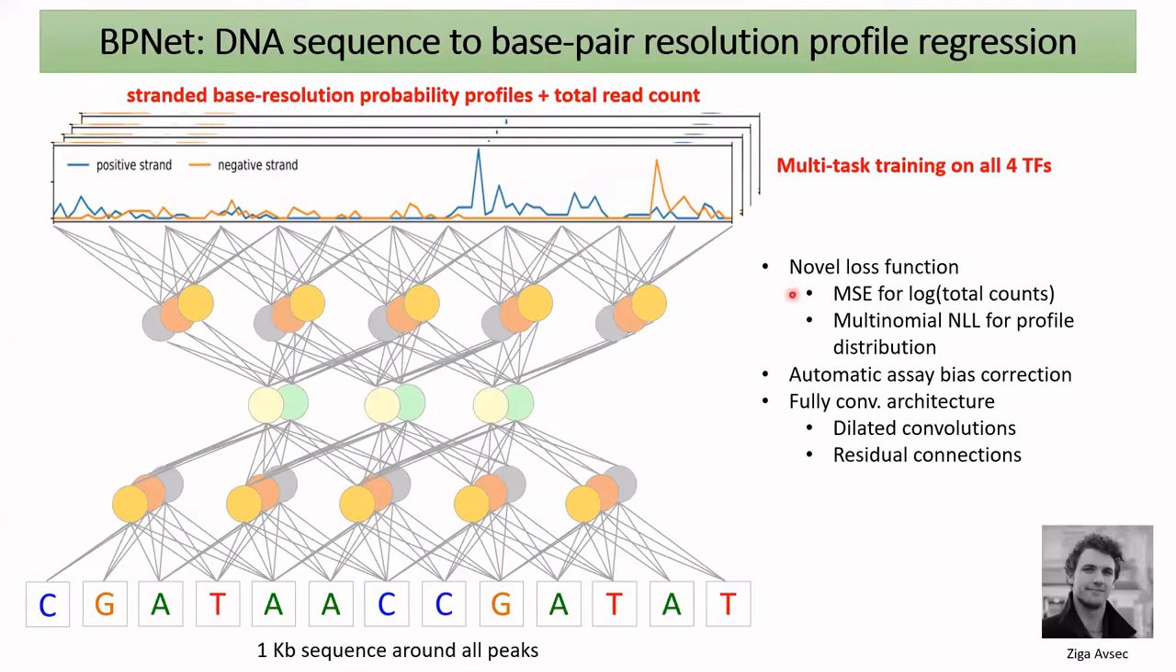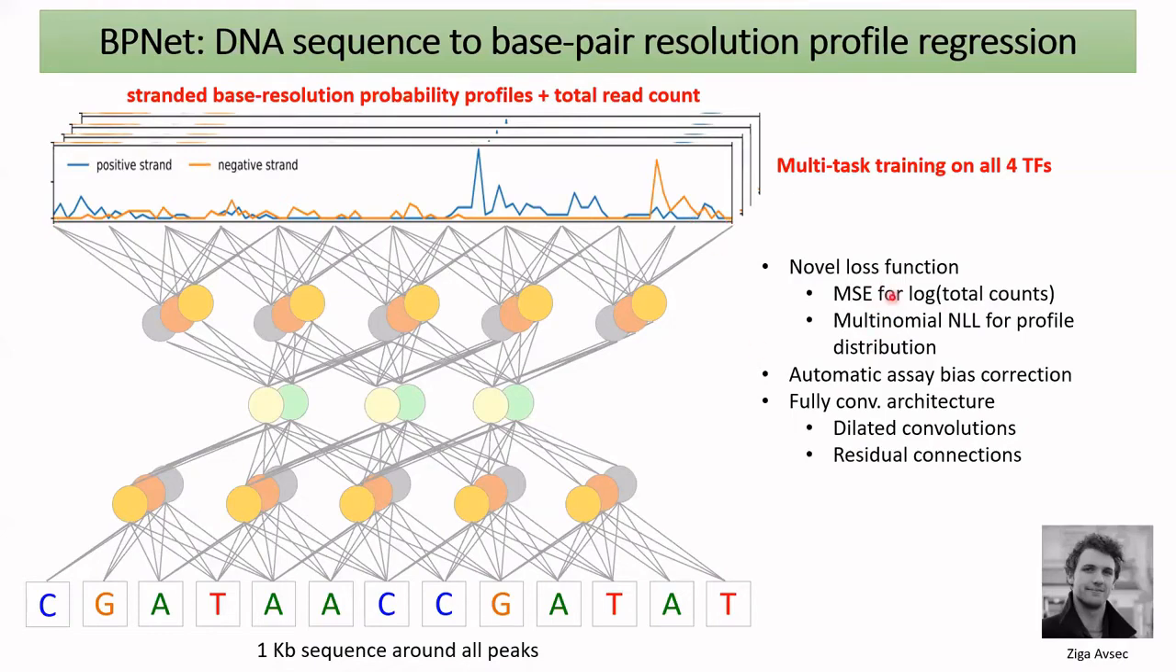The first thing is that we wanted to model these profiles in a different way, and we came up with a novel loss function. The idea is that we wanted to decouple two properties of these profiles. One is the total read counts in this 1,000 base pair window, so you want to model effectively the total magnitude of the signal across the entire sequence. And then you want to model how those total counts are distributed across each base in the sequence.